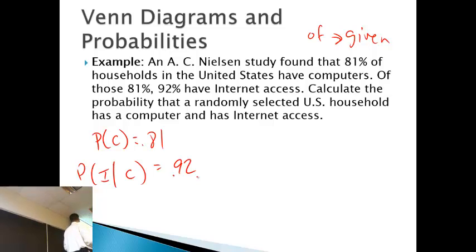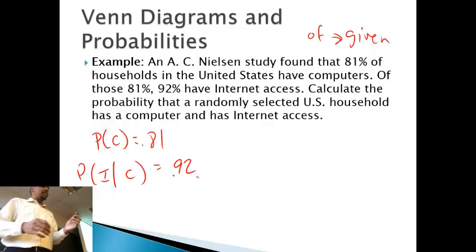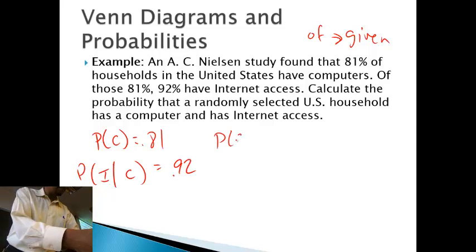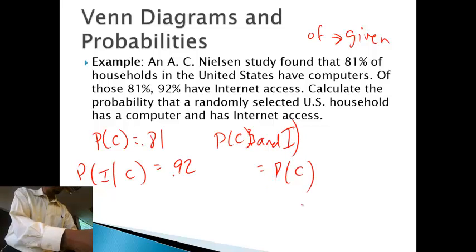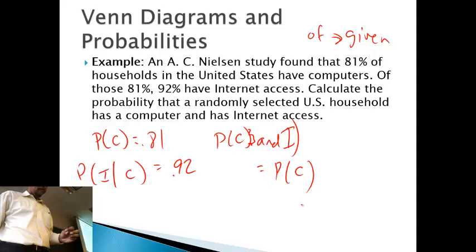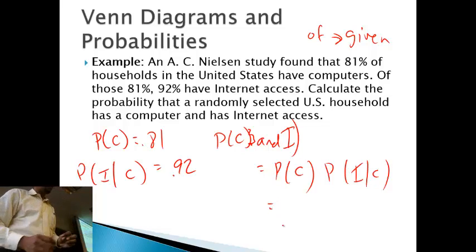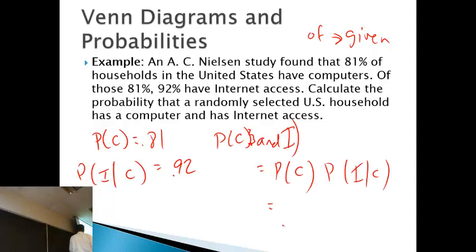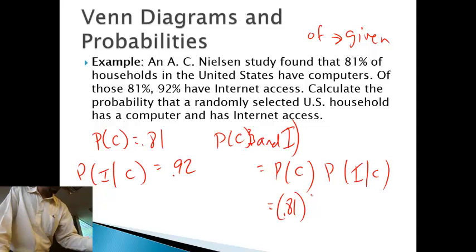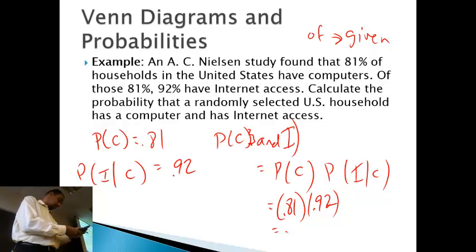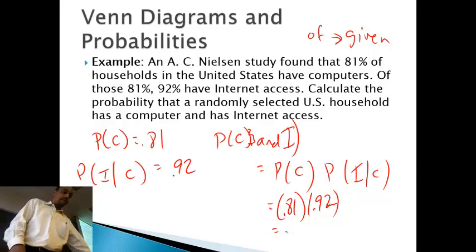Now, what's the chance that a U.S. household has a computer and internet access? So it's a sequence of events. The chance of having a computer and internet access. Well, the first thing, you've got to have a computer. Then after that, you look and see if you have internet access. So computer first, then internet access, and then you take the product of those two.